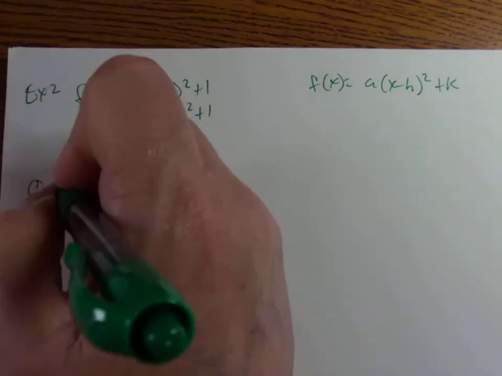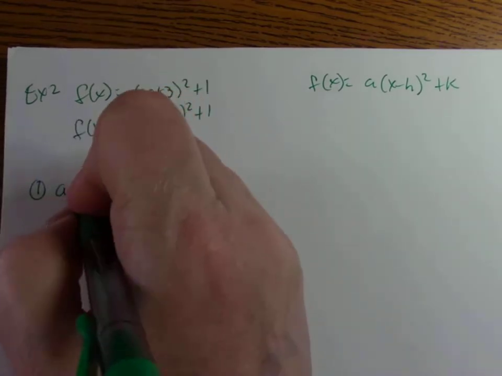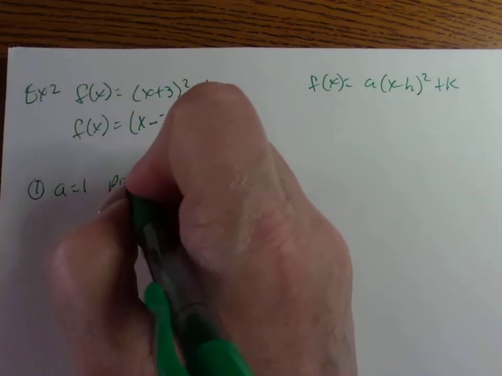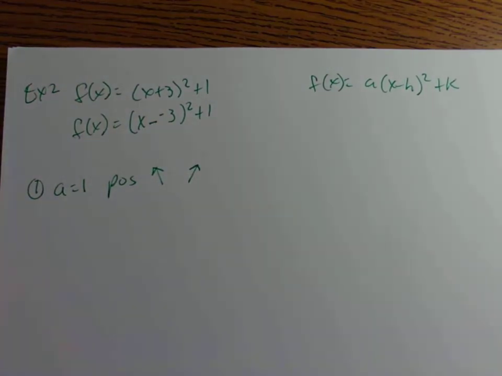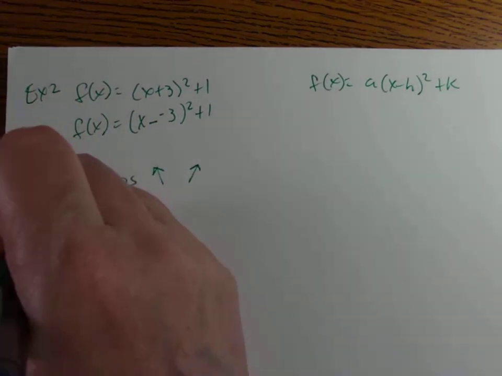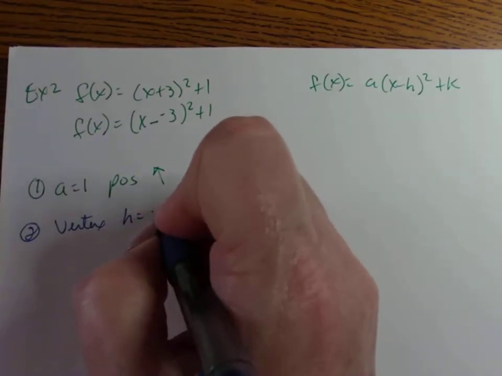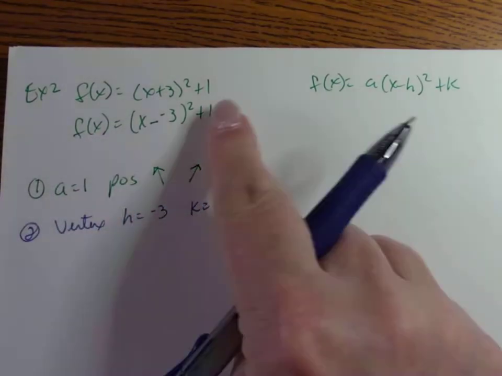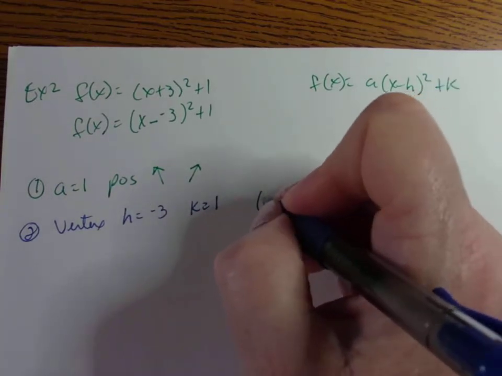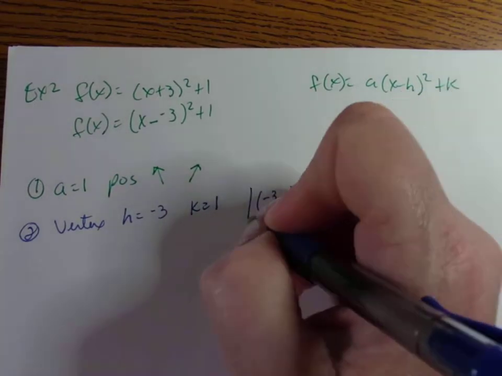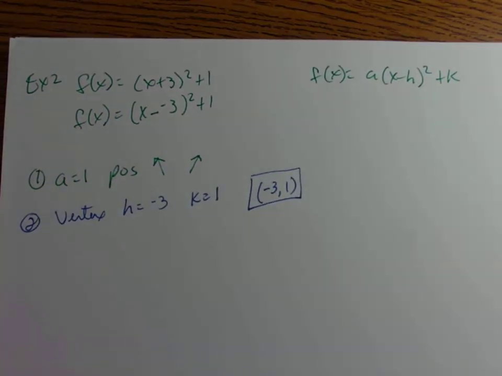All right, first step, our a, we don't see a number, so we know that it's 1. What we care about is that it is positive. That tells us that our graph will open like this. Step 2 is our vertex. Our h is equal to negative 3, and the k is equal to a positive 1. So that tells us that our point will be (negative 3, 1). All right, next step.